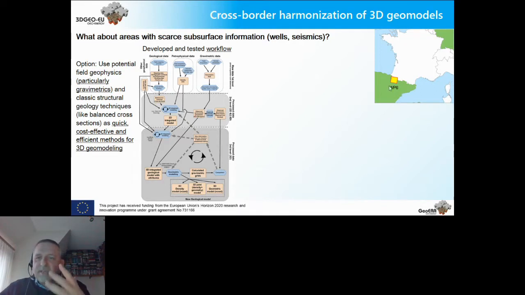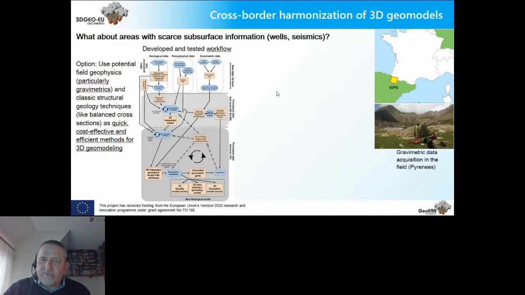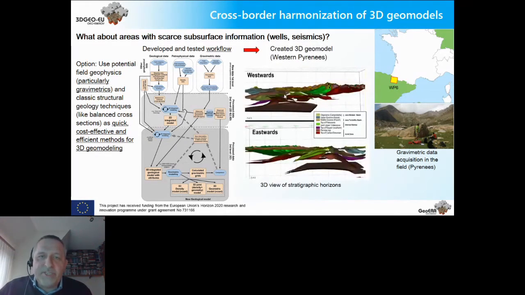They tested it, for example, in this area of the Western Pyrenees, an area where scarce information, and even the gravimetric data, is not enough. So they went to the field and acquired new gravimetric data, and that proved cost efficient. It's much cheaper than drilling wells or doing seismic campaigns, and uses additional gravimetric data, and all the data was available to finally create a 3D geomodel of the Western Pyrenees area.